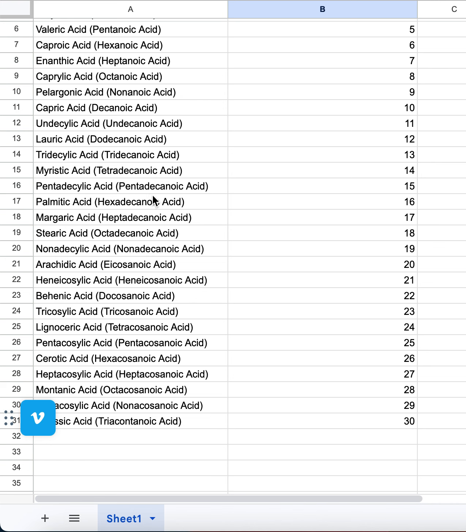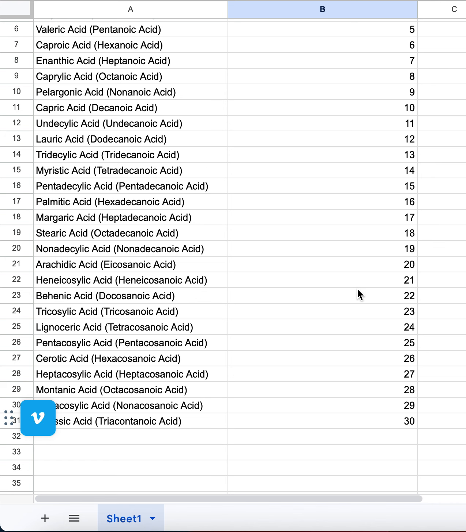Pentadecylic acid or pentadecanoic acid, 15. Palmitic acid, which is common also, hexadecanoic acid, 16. Margaric acid or heptadecanoic acid, 17. Stearic acid or octadecanoic acid, 18. Nonadecylic acid or nonadecanoic acid, 19. Arachidic acid or icosanoic acid is 20.